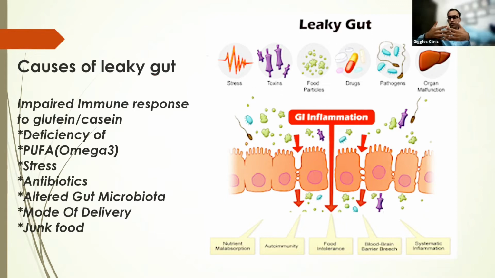But what happens when there is dysbiosis? Dysbiosis means the bad bacteria goes up and the good bacteria goes down. The connections between the gut cells loosen. So as a result, a gap happens. Now, because of this gap, the bad bacteria go through the gut wall, and they go into the brain through the blood vessels or through the connections between the gut and the brain.